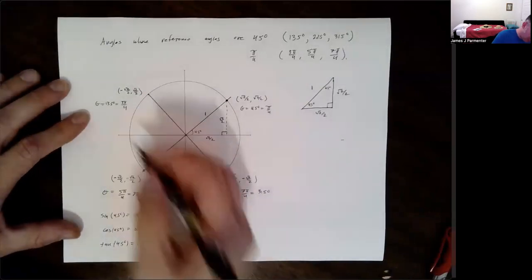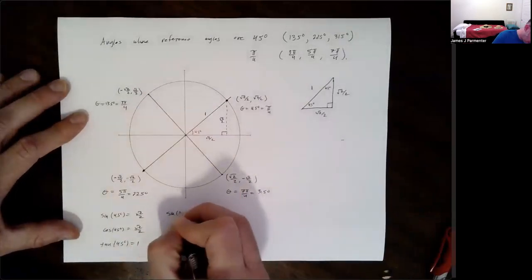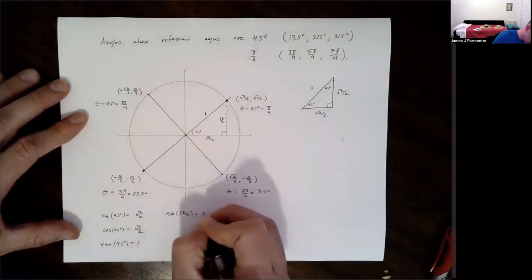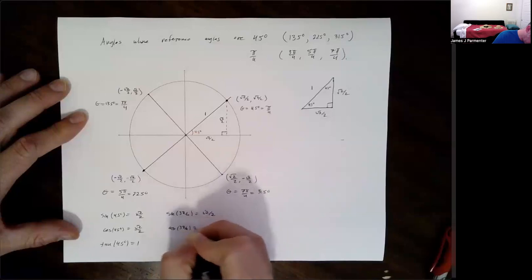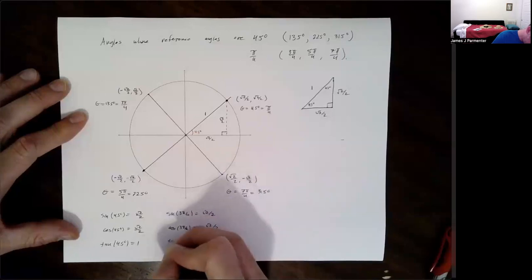And then for 3 pi over 4, sine of 3 pi over 4 is going to be positive root 2 over 2. Cosine of 3 pi over 4 is going to be negative root 2 over 2. Tangent of 3 pi over 4 is going to be negative 1.